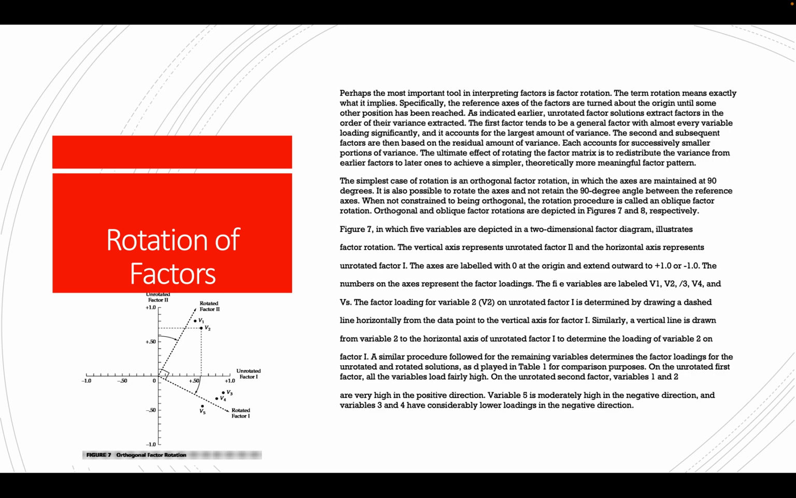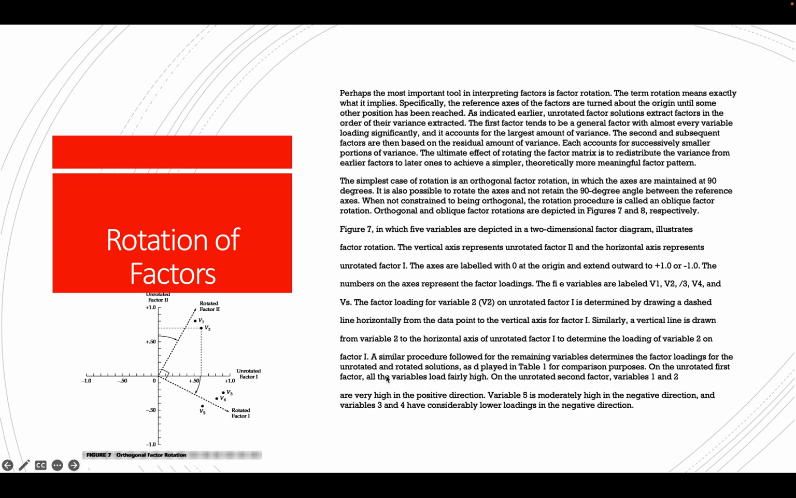The variables are labeled V1, V2, V3, V4 and V5. The factor loading is variable. For V2 unrotated, it is determined by drawing a dashed line horizontally from the data point to the vertical axis, the factor. Similarly, a vertical line is drawn from the variable to the horizontal axis, the orthogonally rotated factor 1, to determine the loading of variable 2 on factor 1.